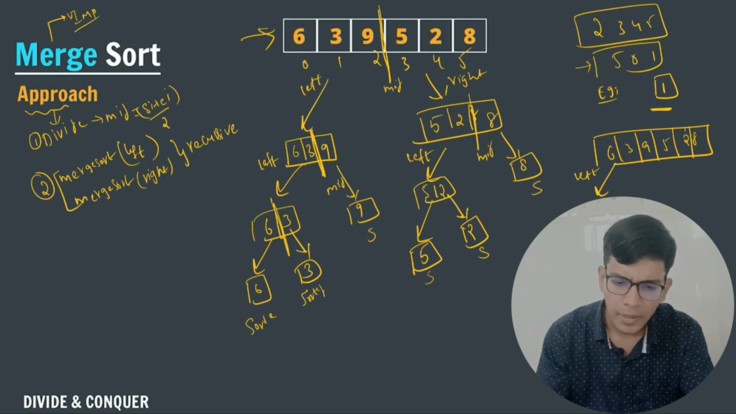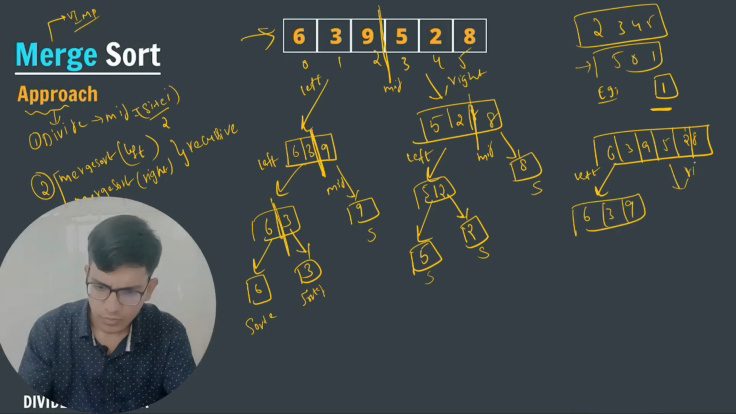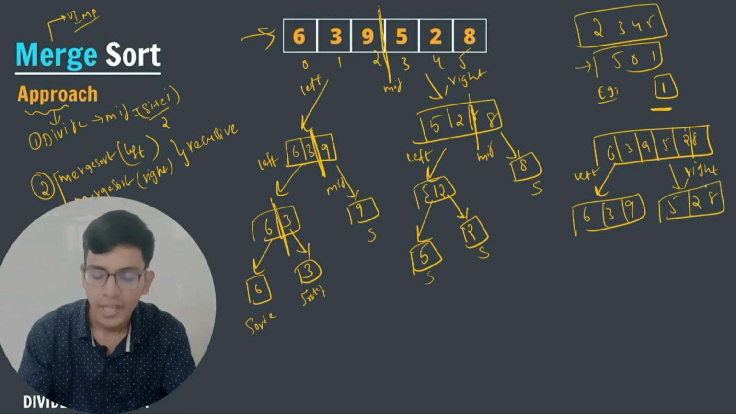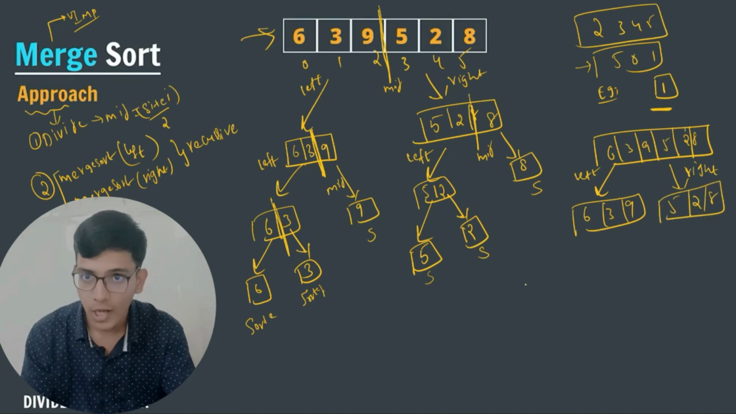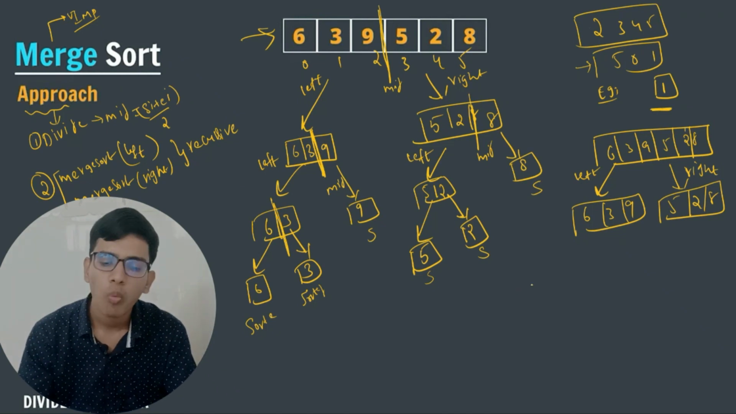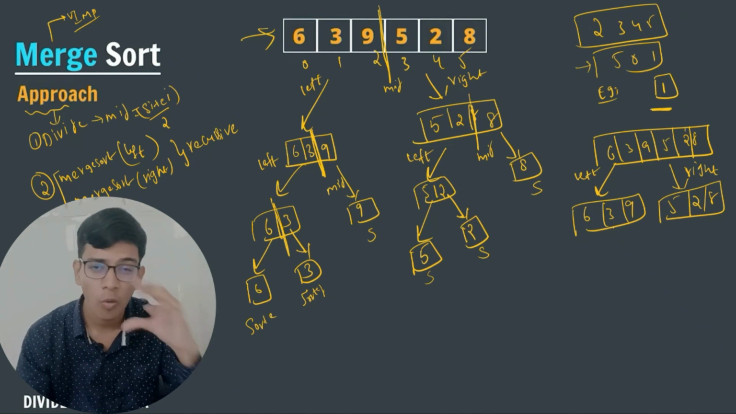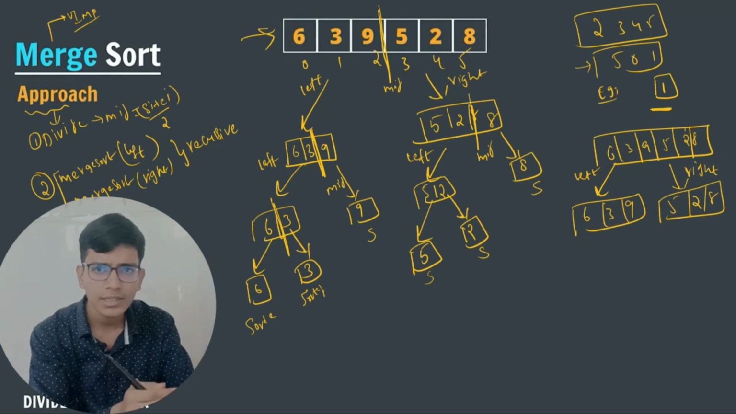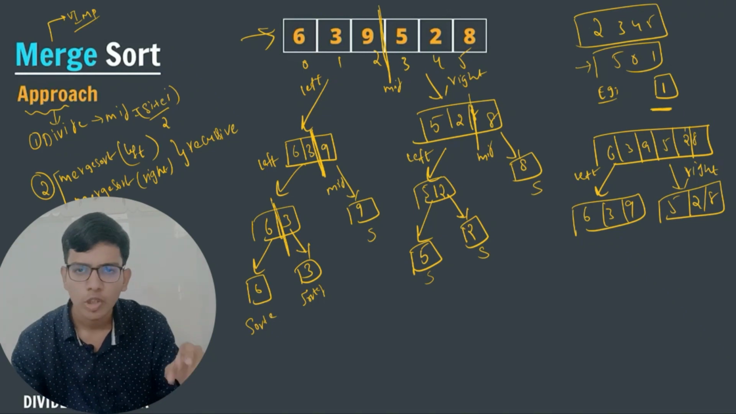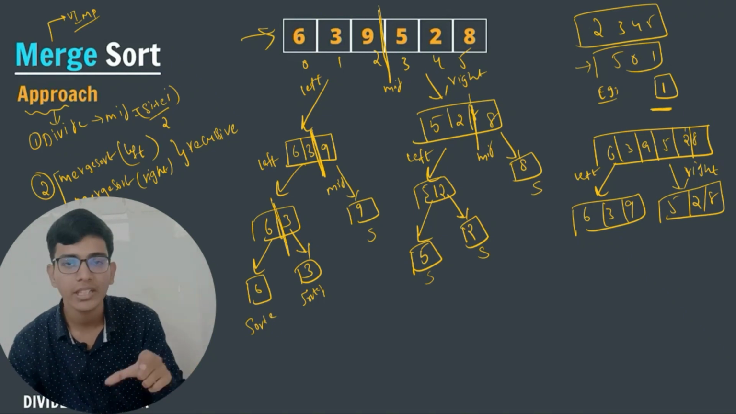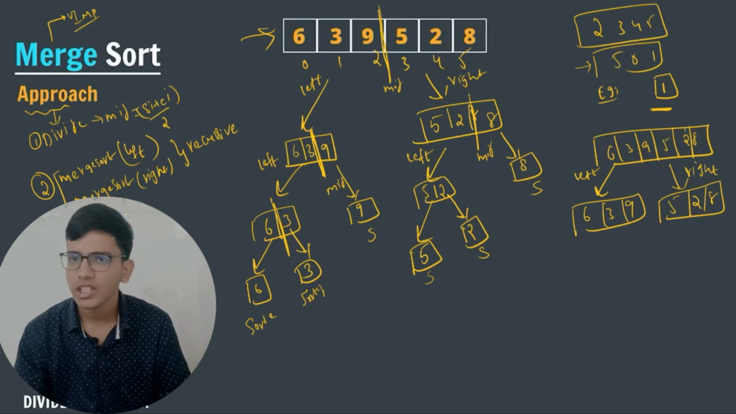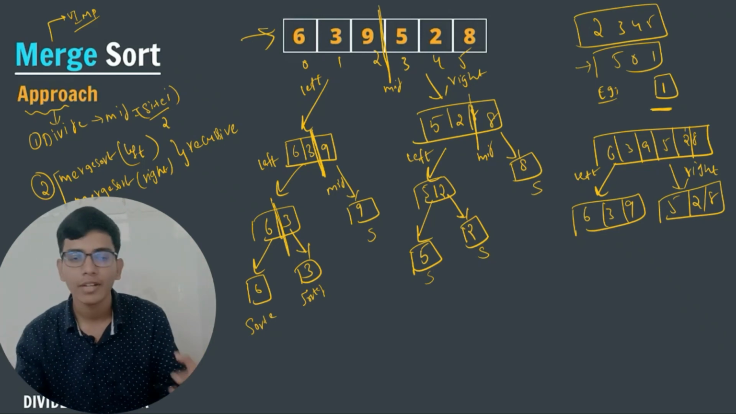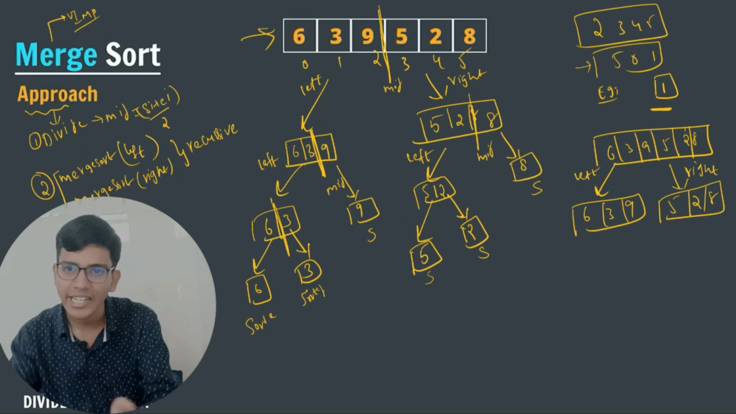So I will call merge sort for my left part. After that I will call merge sort for my right part, 5 2 8. What is the work of merge sort? The work of merge sort is to sort the given array. That is the simple work. Merge sort left will sort the left elements of my array, and merge sort right will sort the right part of my array.